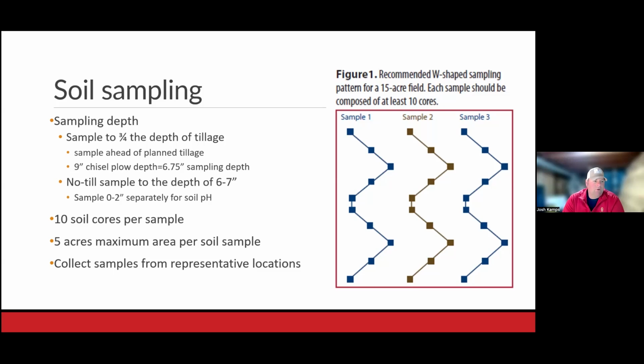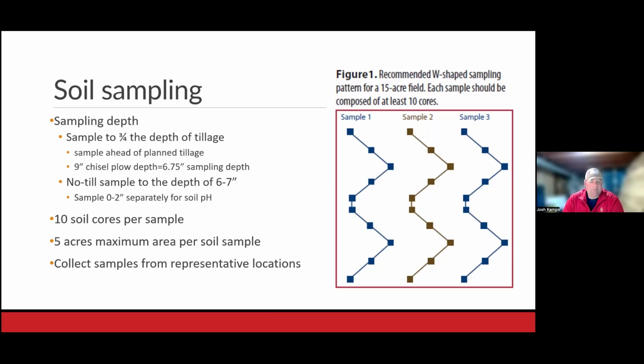And just a little note, if we are curious or think our soil pH might not be quite in line in no-till, we want to take that 0 to 2 sample there to get a more accurate pH sample. But we want to take 10 cores equal 1 sample. Okay, so 10 pushes of the soil core into the ground. 5 acres max per soil sample. You can sample less, if you want to sample more frequently.